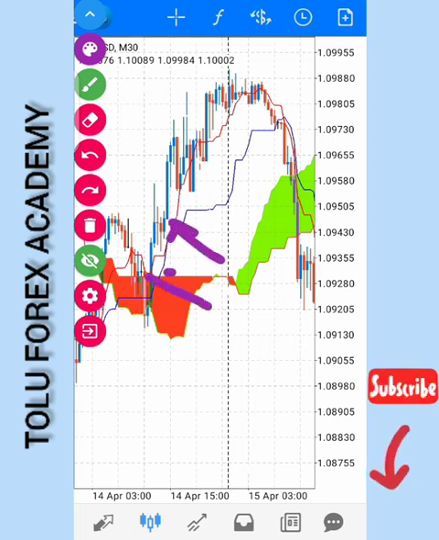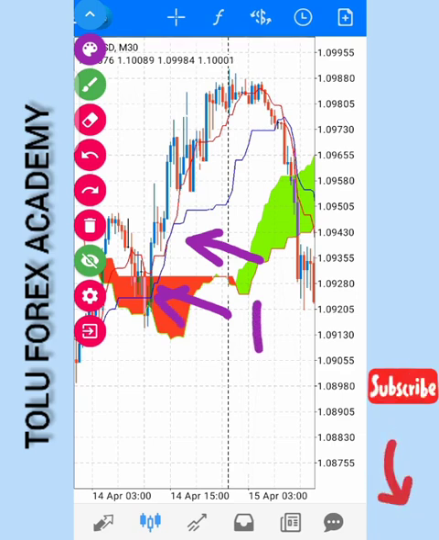So the first thing we look for is, number one, the candle where it breaks the cloud. Number two, you consider the crossover. When there's a crossover on the line, I just want us to see it. So number one is this, number two is this crossover, and then you enter the trade at this point. You enter a buy trade as soon as you see this crossover.